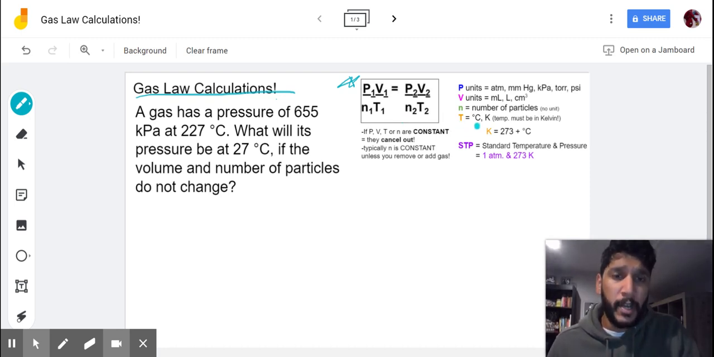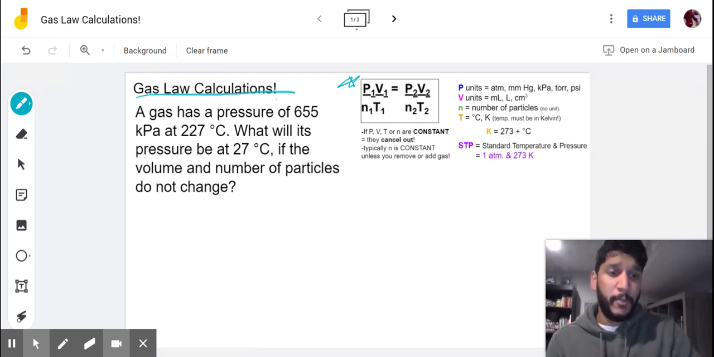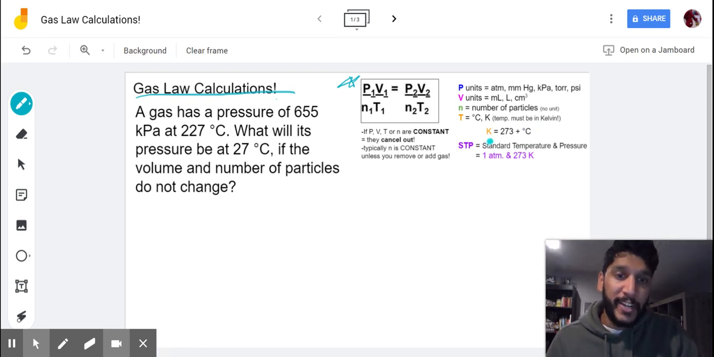T is temperature. Some units of temperature you'll see are degrees Celsius or Kelvin. The way the gas law equations are set up, they're based on Kelvin. If you've heard of absolute zero, at absolute zero, motion just stops, so just what I just did. Kelvin is based on that, so our gas laws are based on that as well. To get to Kelvin, you just add 273 if you're given degrees Celsius.